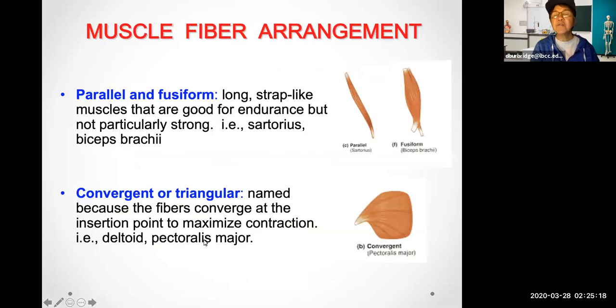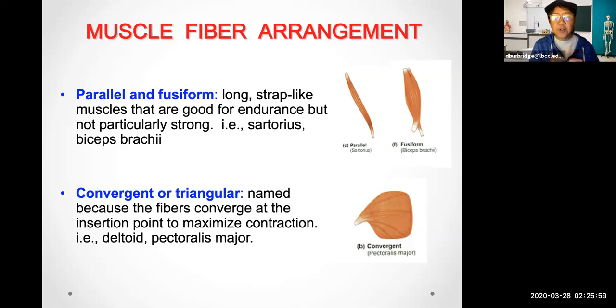All right, muscle fiber arrangements. We have about 600 plus skeletal muscles in the human body. And if we look at some of the ones that we're really familiar with, like the pectoralis major muscles, here is an illustration of the pectoralis major, and it has a particular muscle fiber pattern or arrangement. We call that pattern the convergent or triangular pattern because all of these muscle fibers that make up that muscle converge at one point. It attaches to a tendon, which then attaches to a bone structure.